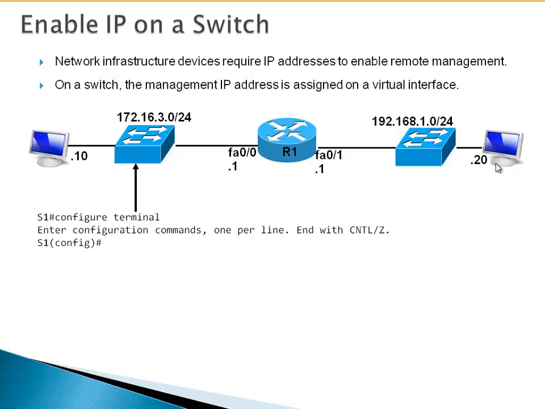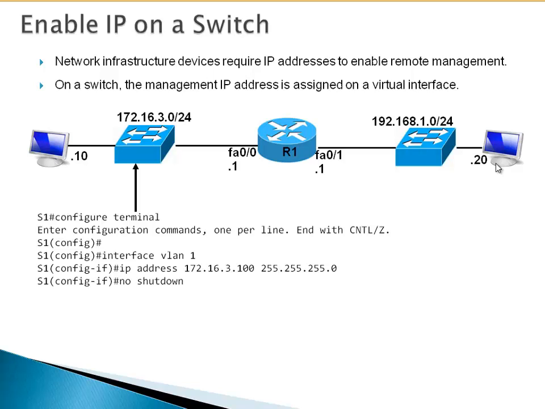First, like the router, we have to go to the global configuration mode, then access the virtual interface. So interface VLAN 1. Once we go to that interface, we can give an IP address. So ip address 172.16.3.100 and the subnet mask 255.255.255.0. Now, we have to make sure that we do no shutdown on the virtual interface, because by default, the virtual interfaces are down on the switch.